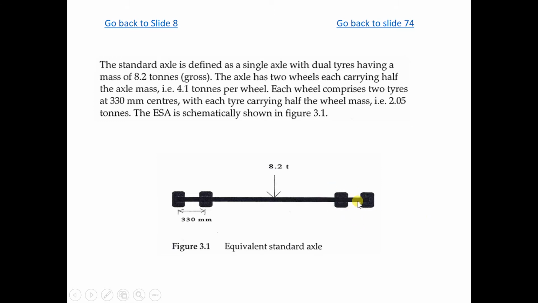So there are 2 wheels. Each tire will be half the wheel, so each tire will be 2.05 tons. Here it says that the tires are 330 millimeters apart, center to center.